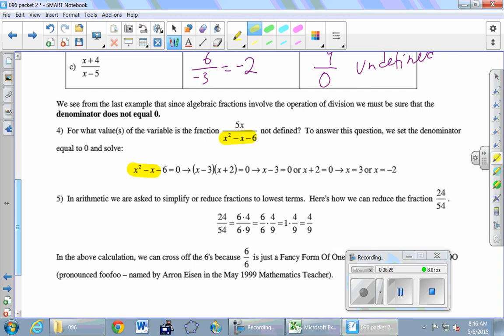So we take that thing, we make it equal to 0. You can solve it with the quadratic formula. In this case, it's easier if you factor it. And if you factor it and eventually solve, you get these two numbers, x equals 3 and x equals -2.